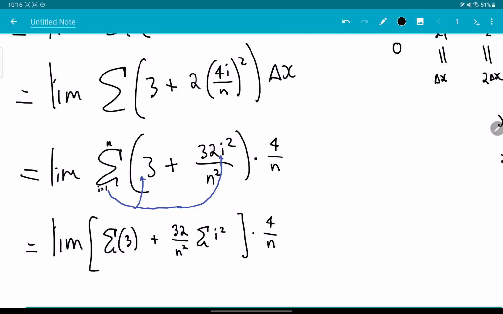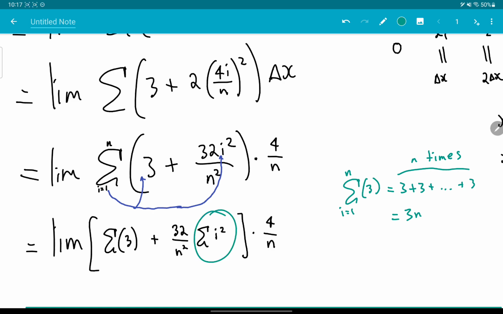Okay, resuming this example. Let's deal with this guy first. We have the sum from i equals 1 up to n of just the number 3. So what is that? That's 3 plus dot, dot, dot. I'm adding up 3 with itself, and I'm doing that n times. So what you get is just 3 times n. So that's this guy.